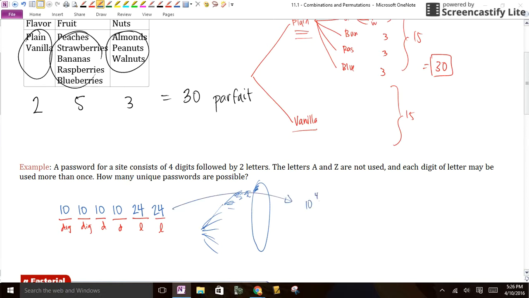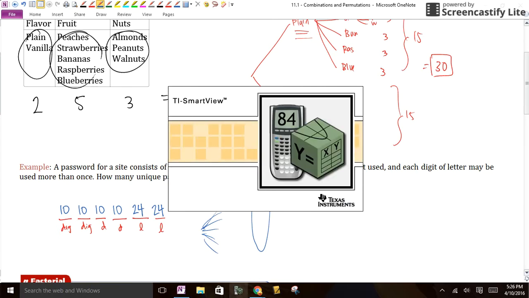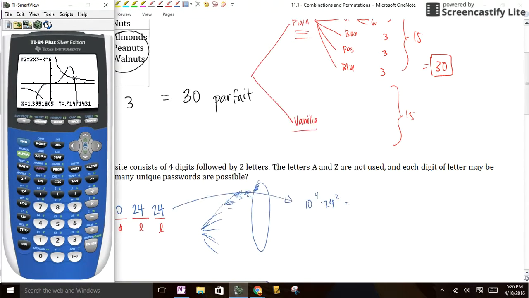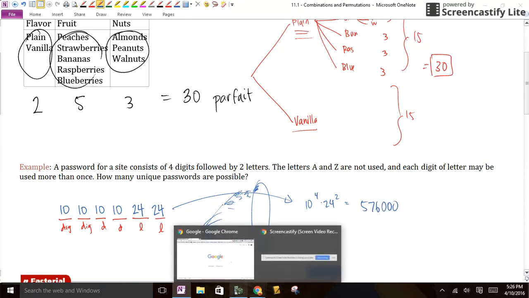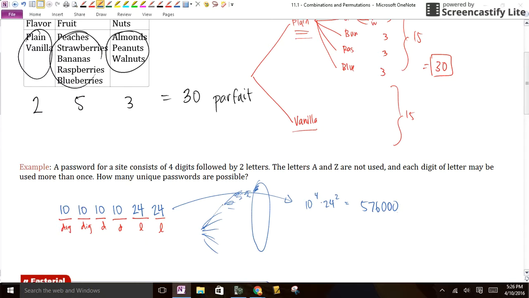This is 10 to the 4th times 24 squared. And I guess I should get you that number. So I will fire up virtual Sheila, and I will ask her to do that for me now. So I want 10 to the fourth times 24 squared, and it's going to be ginormous. Holy macaroni. I think it was 576,123. Was it 576,000? No, geez, 5,760,000 different combinations of passwords.